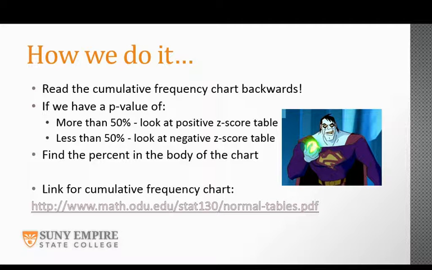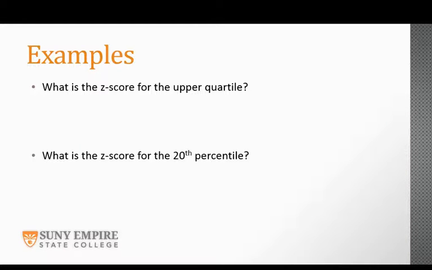Once we identify which chart we need to inspect, we look for the p-value inside the body of the chart. We want to get as close as possible to the decimal equivalent of the percentage. Once we find our percent, look at the leftmost column and the column heading to find the appropriate z-score. Let's look at some examples. Let's look at the two examples mentioned previously.